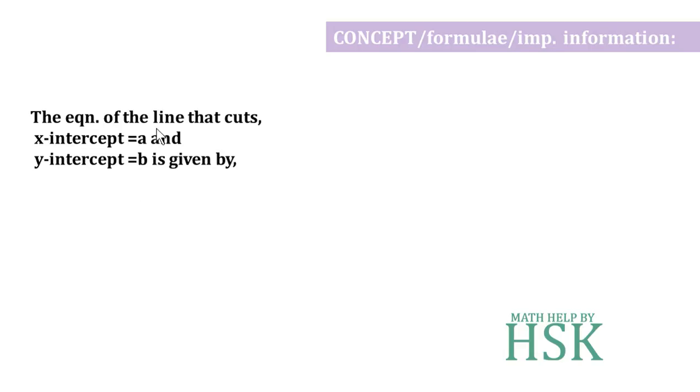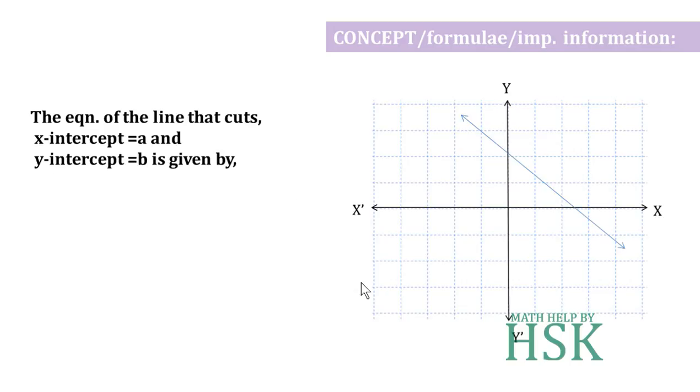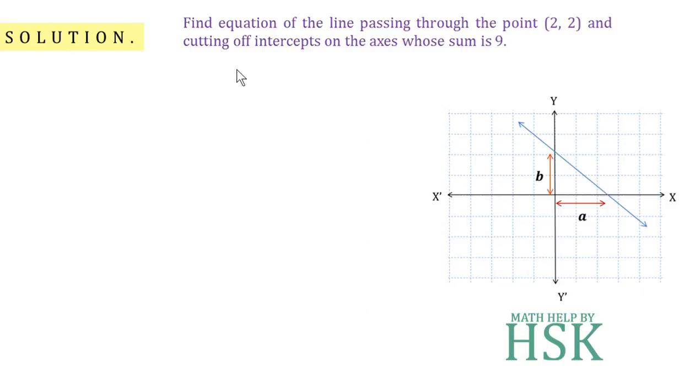that the equation of a line that cuts x-intercept equal to a and y-intercept equal to b is given by x/a + y/b = 1. As you can see, this is your x-intercept, this is your y-intercept. Now to solve this question, we have to find the equation of a line which passes through this point (2, 2) and cuts off intercepts on the axis whose sum is 9.